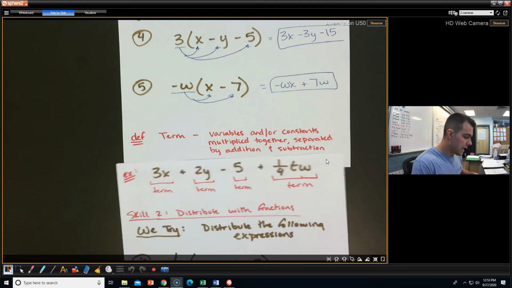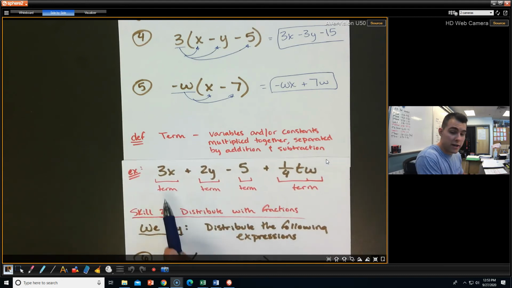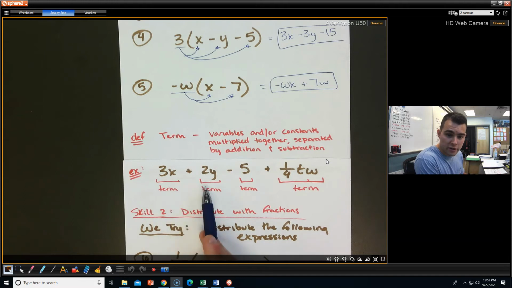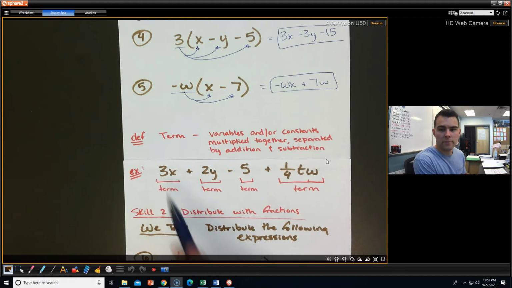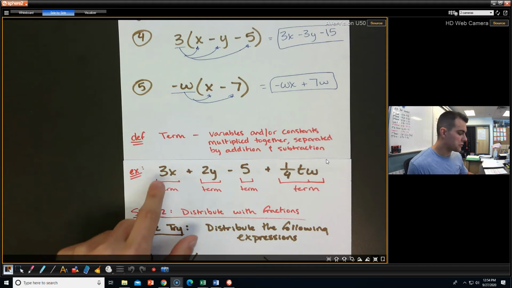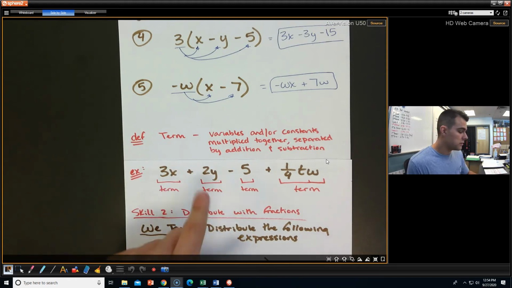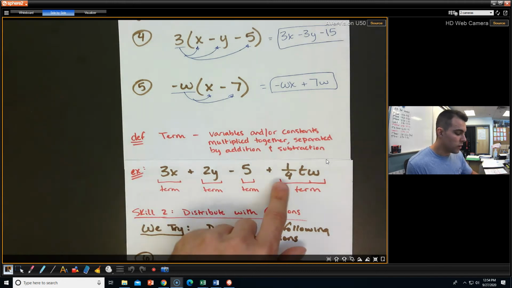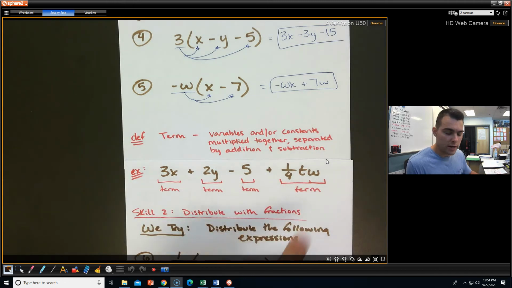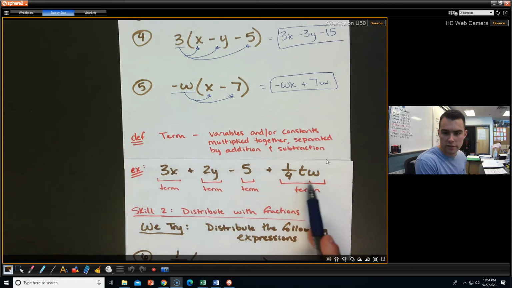So if I had these 4 terms right here, these terms have constants and variables, and they're being multiplied. Remember, if our numbers and variables are next to each other and there's nothing in between them, they're actually being multiplied. So this is 3 times x plus 2 times y minus 5 plus 1/4 times t times w.